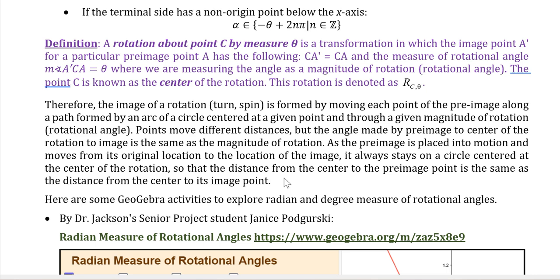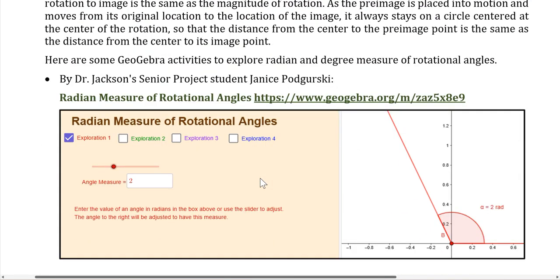Therefore, the image of a rotation, informally you could call it a turn or spin, is formed by moving each point of the pre-image along a path formed by an arc of a circle centered at a given point and through a given magnitude of rotation, a rotational angle. Points move different distances, but the angle made by the pre-image to center of the rotation is the same as the magnitude of rotation. As the pre-image is placed into motion and moves from its original location to the location of the image, it always stays on a circle centered at the origin. So the distance from the center to the pre-image point is the same as the distance from the center to the image point. Okay, so let's illustrate that with a few different GeoGebra activities.